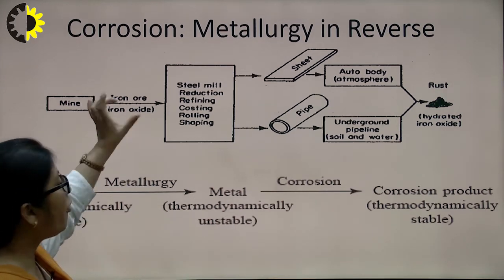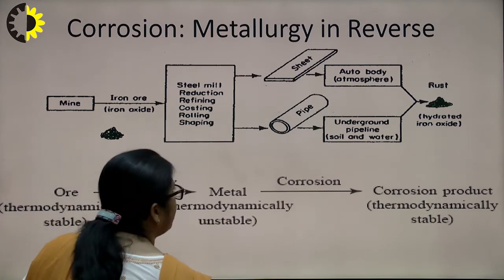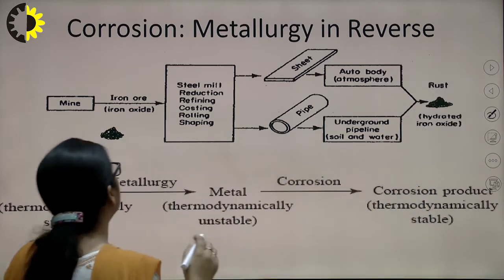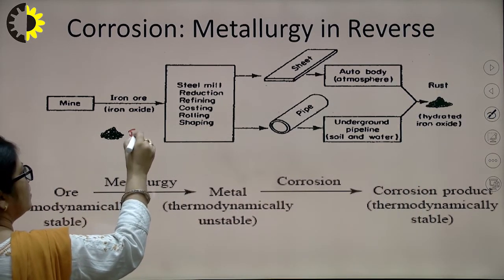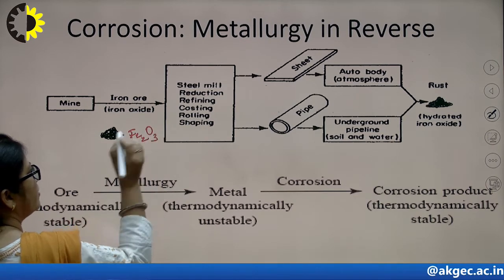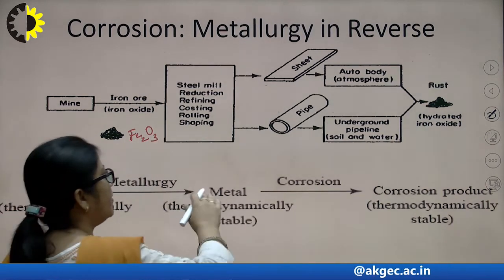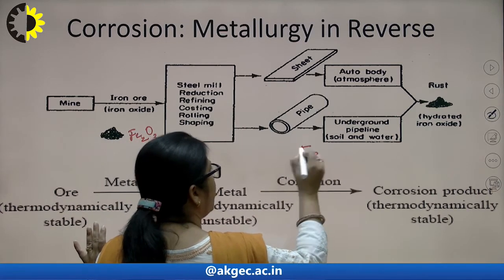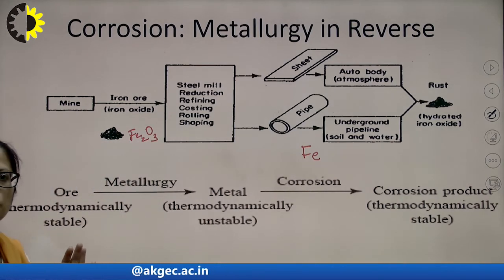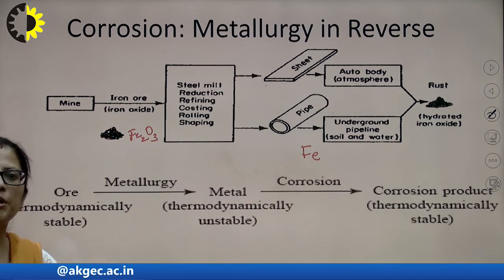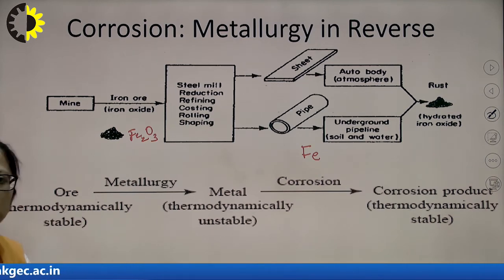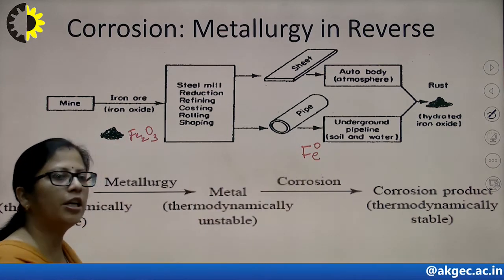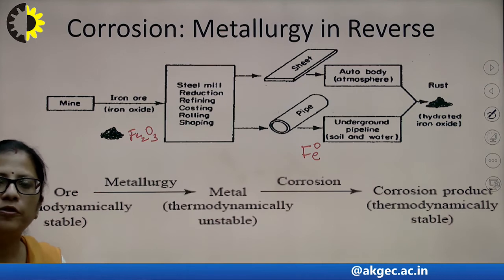Here, in the ore form, our metal is in the combined form, suppose Fe2O3, but when it undergoes extraction, we convert it into its pure form, that is iron. So, here you can see the iron is present in the +3 oxidation state, but after doing the extraction, our iron is getting converted into the 0 oxidation state in the pure form.